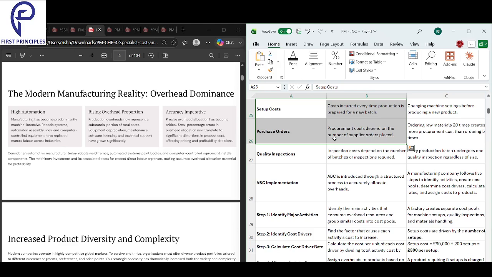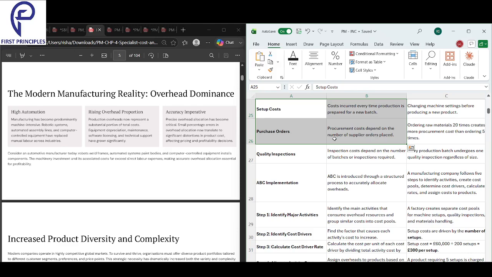Okay, so that is your setup cost. Next is purchase orders. This depends upon the number of supplier orders that you have placed. That is called your purchase cost. Now, next is quality inspection. This inspection cost depends on the number of batches or inspections required. How many inspections are required? This is the next cost, quality inspection cost.